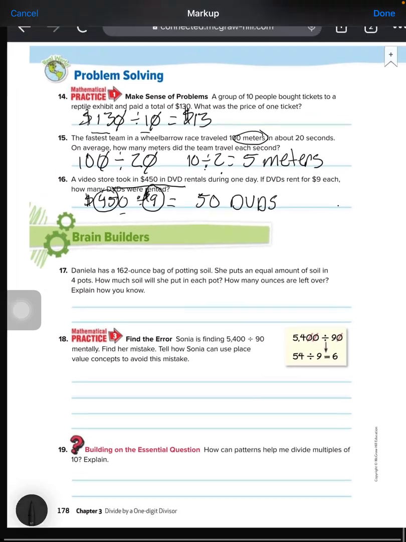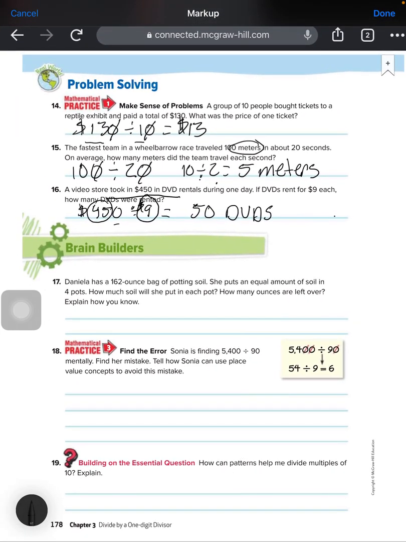Brain builders. Ooh, this one's going to be fun. I'm going to need some extra space over here to work on. So Daniela has a 162 ounce bag of potting soil. She puts an equal amount of soil in 4 pots. How much soil will she put in each pot? How many ounces are left over? Explain how you know. Okay, so we have 2 questions and an explain.